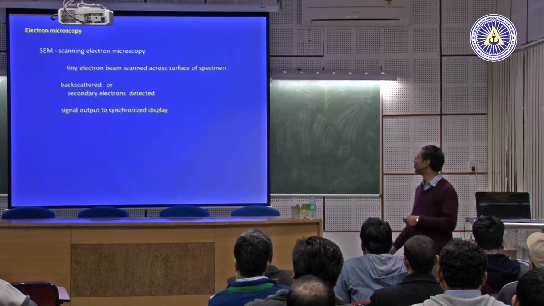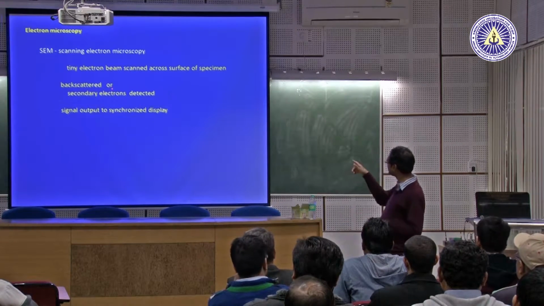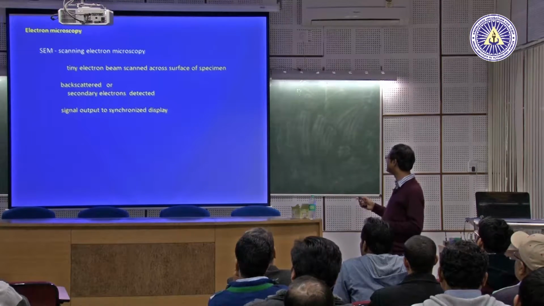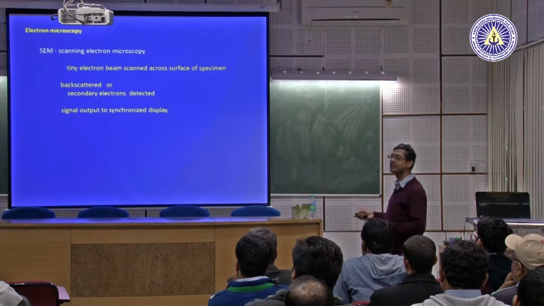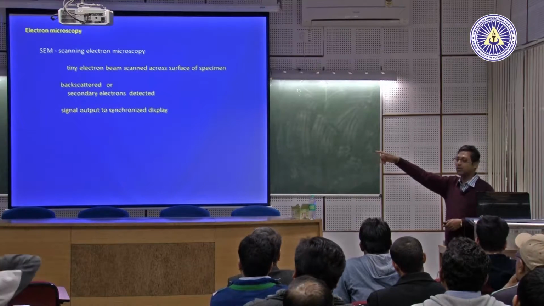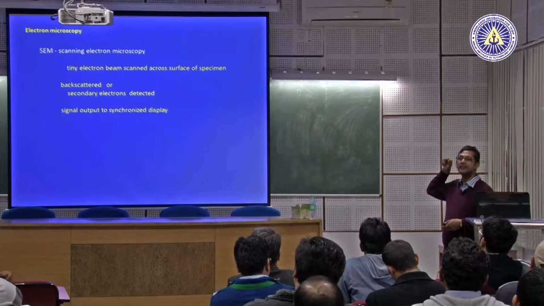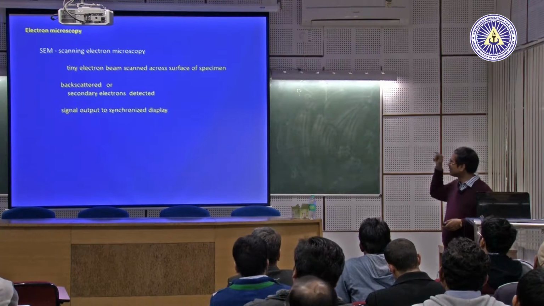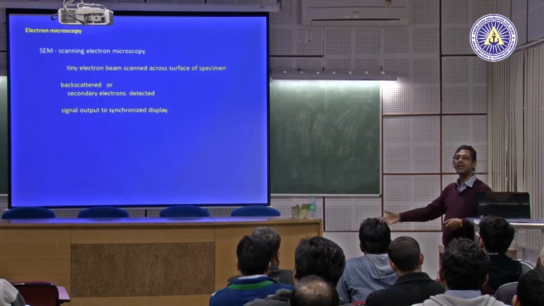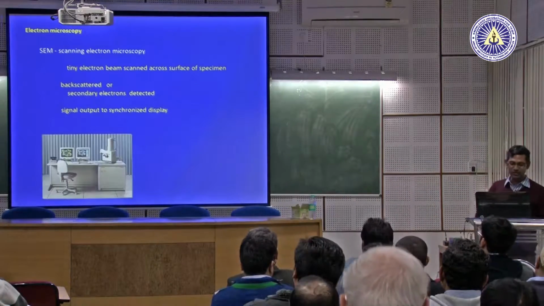So mostly the signal output is always synchronized on a display. I hope you are able to read. And you have backscattered or secondary electrons. Backscatter means what? I throw a ball onto the wall, it comes back in the opposite direction at a 180 degree angle. It's called backscatter. Secondary means generated from inside the material by the electrons. They are called secondary. We will show pictures to make you understand.